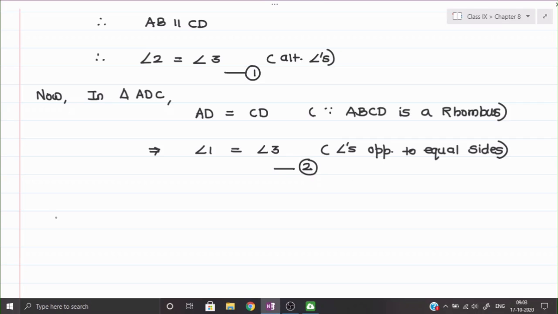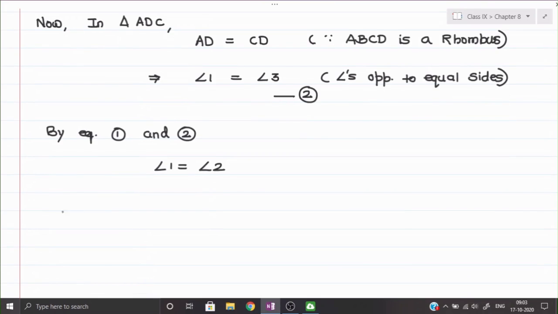Observe, both equations have the same right-hand side, so they will have the same left side as well. So by equations 1 and 2, angle 1 is equal to angle 2. Therefore diagonal AC bisects angle A.